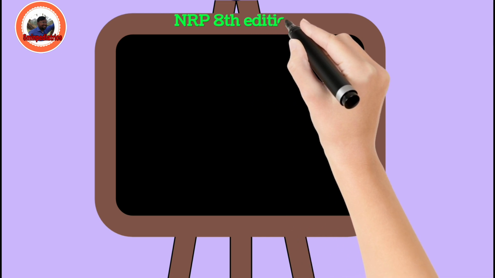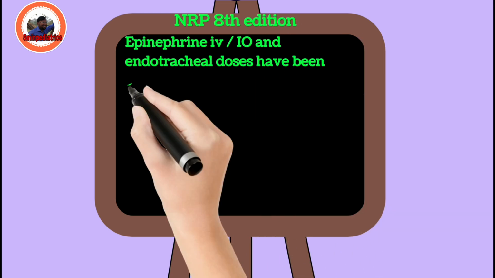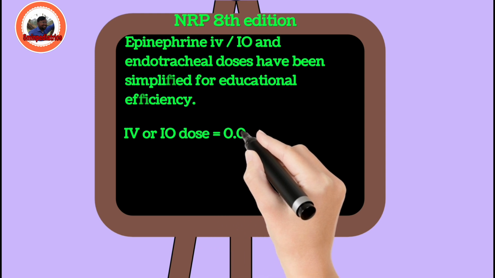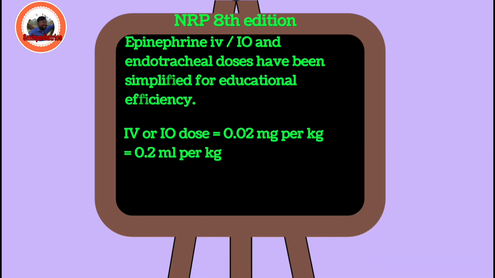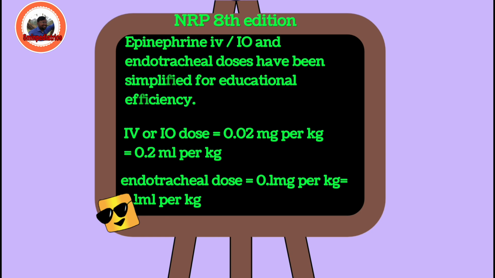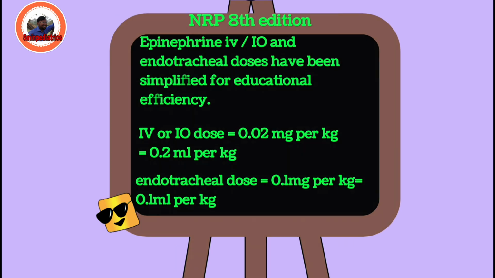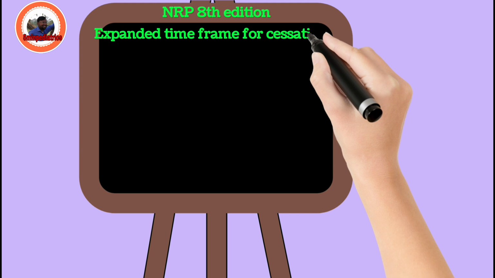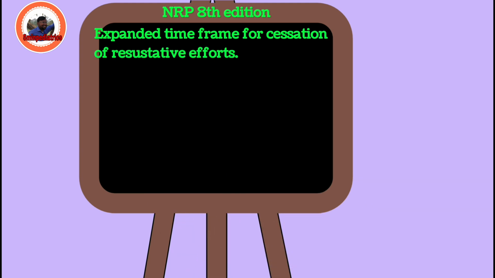Now next changes, what? In NRP 8th edition we have epinephrine IV or intraosseous and endotracheal doses simplified for educational efficiency. For intravenous or intraosseous dose, we have 0.02 mg per kg or 0.2 ml per kg. For endotracheal dose, 0.1 mg per kg or 1 ml per kg.